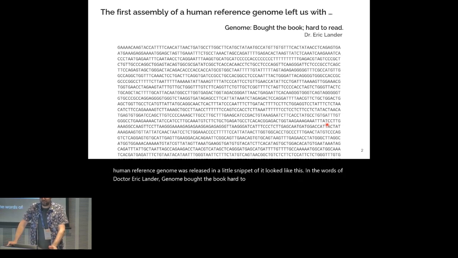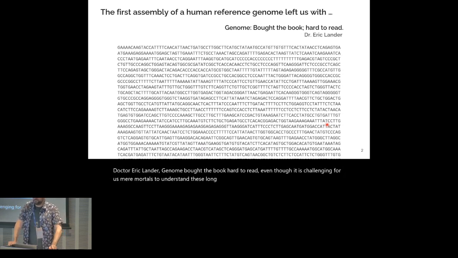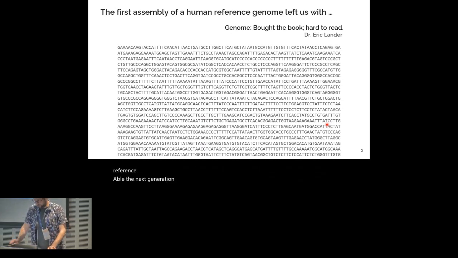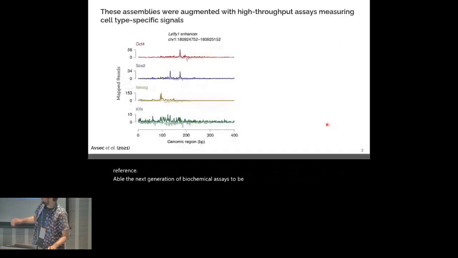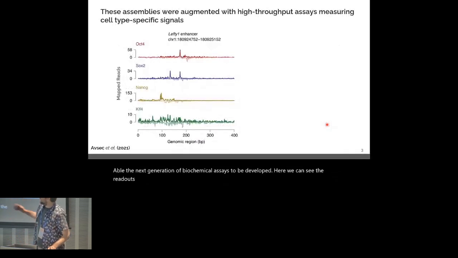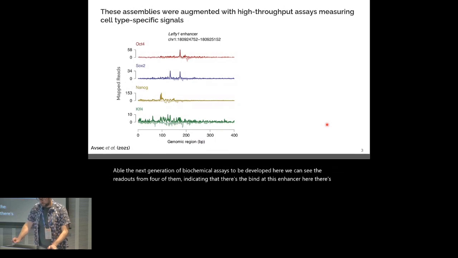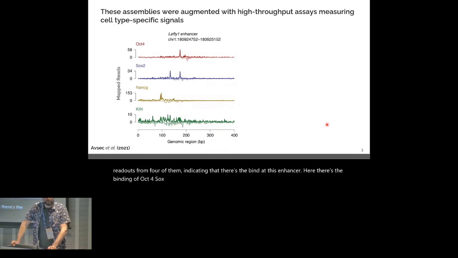Even though it is challenging for us mere mortals to understand these long sequences of A's, C's, G's, and T's, having this reference enabled the next generation of biochemical assays to be developed. Here, we can see the readouts from 4 of them, indicating that at this enhancer here, there's the binding of OCT4, SOX2, and NANOG, but not necessarily the binding of KLF4. Clearly, these sorts of readouts are invaluable for understanding regulatory genomics.